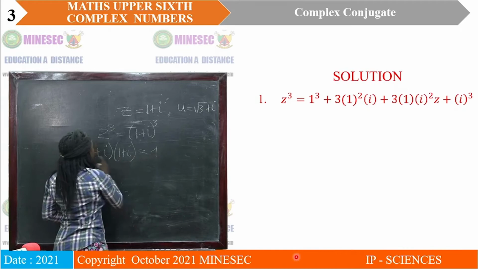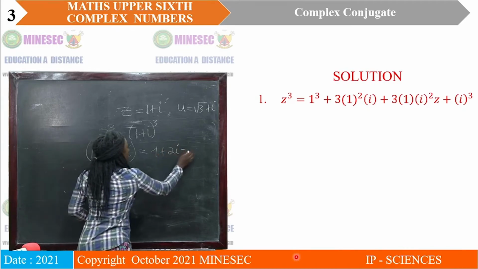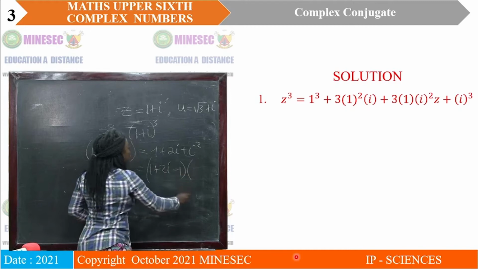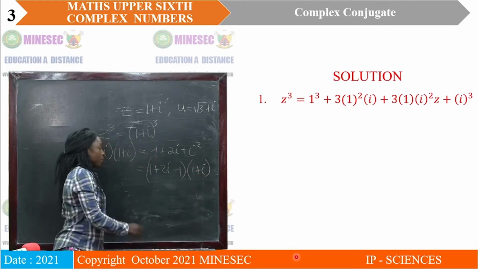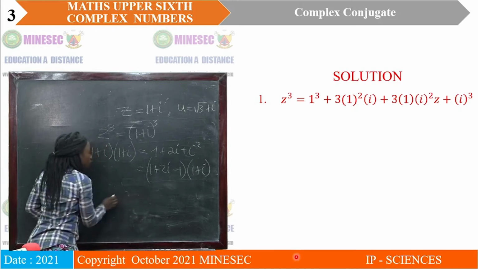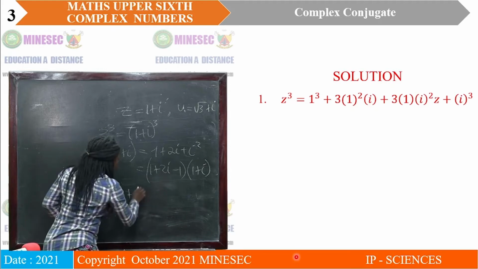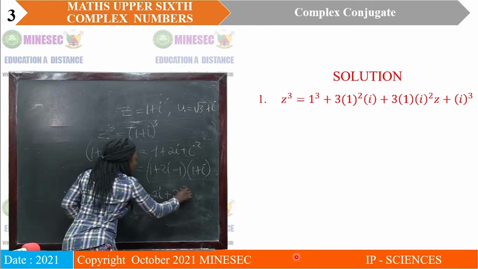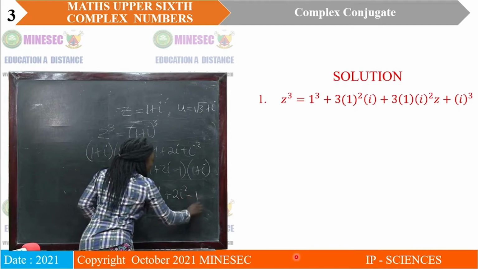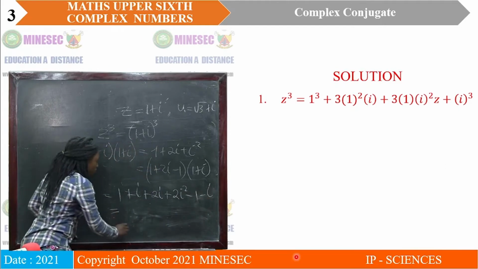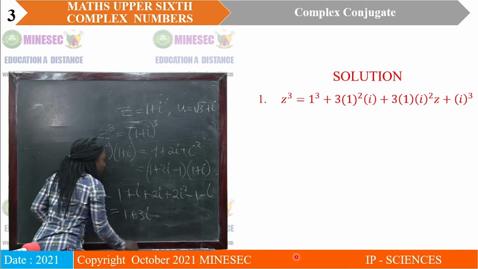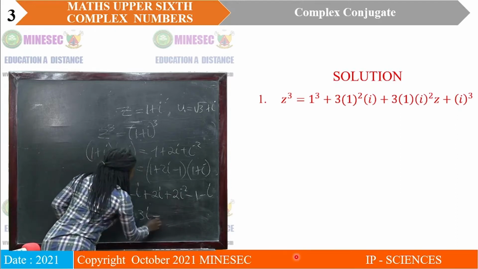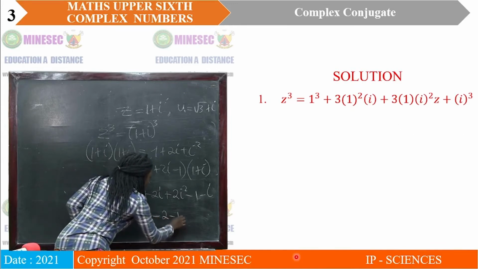You have 1 plus 2i plus i squared, which gives 1 plus 2i minus 1. And then again, you multiply by 1 plus i, which gives 1 plus i plus 2i plus 2i squared minus 1 minus i. I squared is negative 1. So you have 3i minus 2 minus 1 minus i.